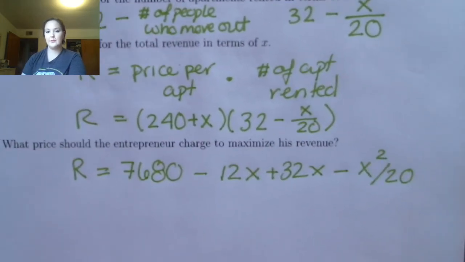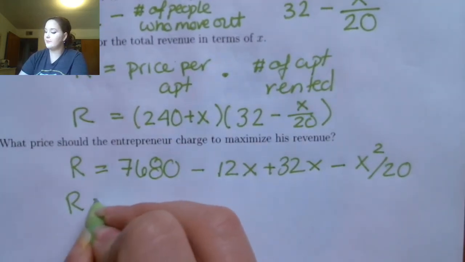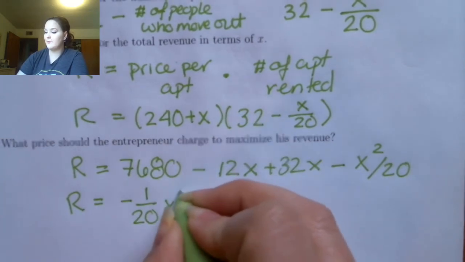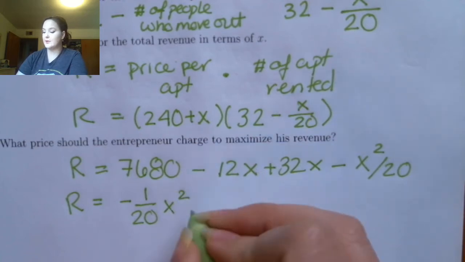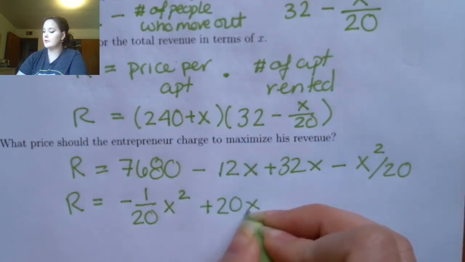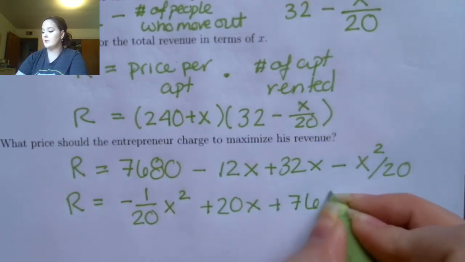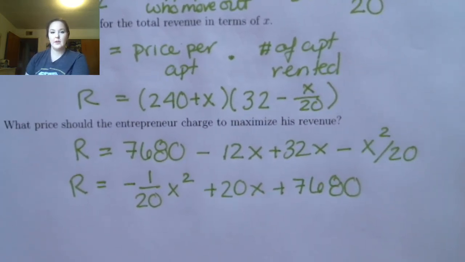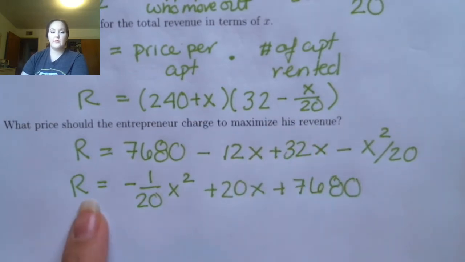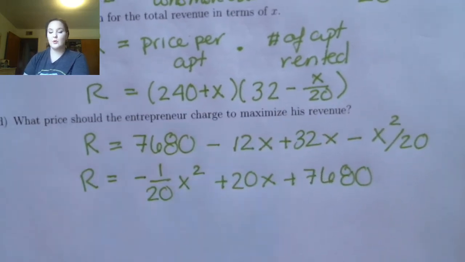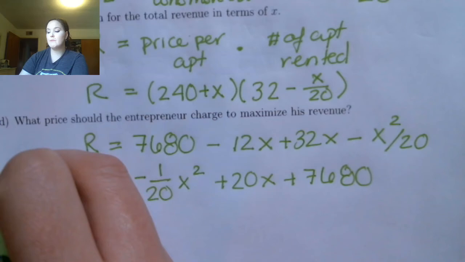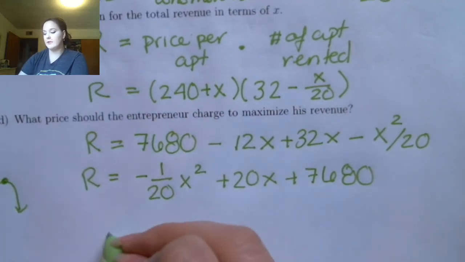All right, so let's put this in standard form. Negative 12 plus 32 is 20x, plus 7,680. So he wants to maximize his revenue. He's trying to get the largest possible y value. So we have a parabola that faces down, so the maximum is going to be at the vertex.